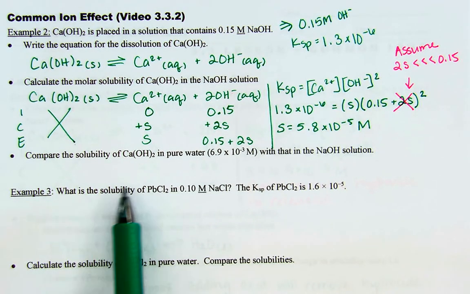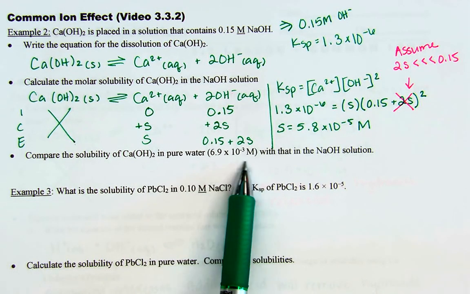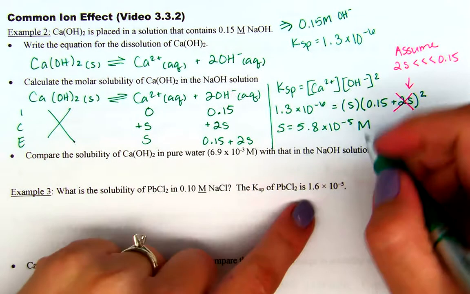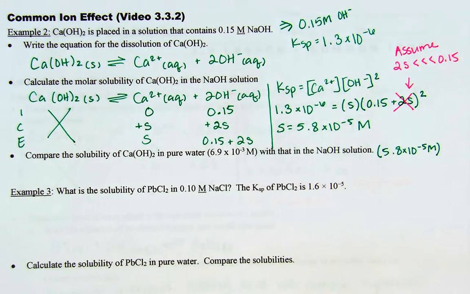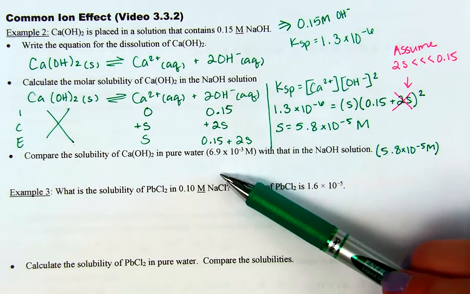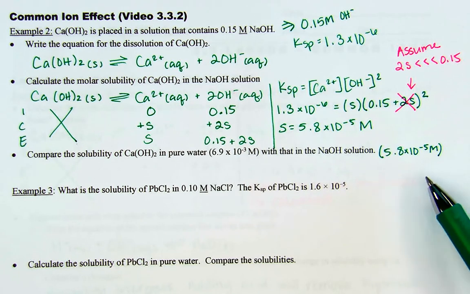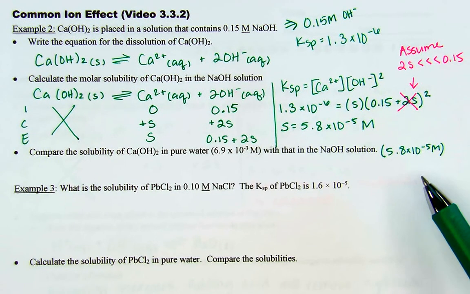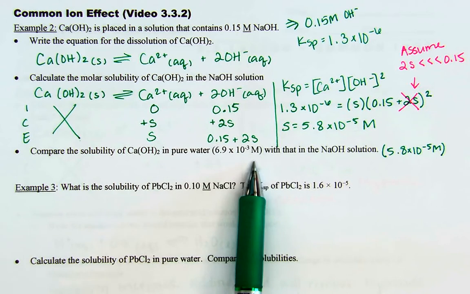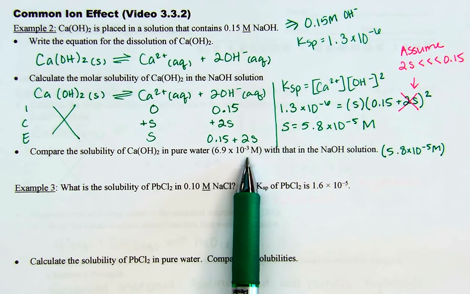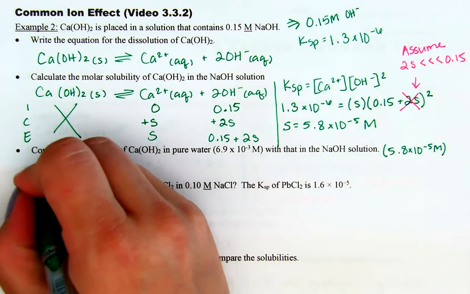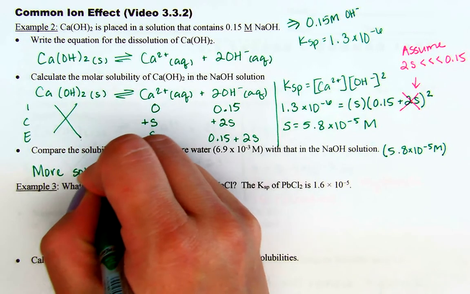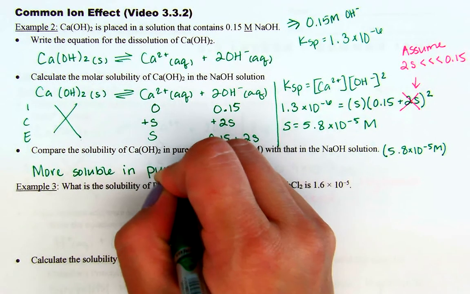Now compare the solubility of calcium hydroxide in pure water, which is given here, with that in the NaOH solution, which we just found to be 5.8 times 10 to the negative 5 molar. Which solution is it more soluble in, pure water or the sodium hydroxide? The answer is that it's more soluble in pure water because you get a whole lot more ions formed in the pure water. 6.9 times 10 to the negative 3 molar is a much bigger number than 5.8 times 10 to the negative 5 molar. So it is more soluble in the pure water.